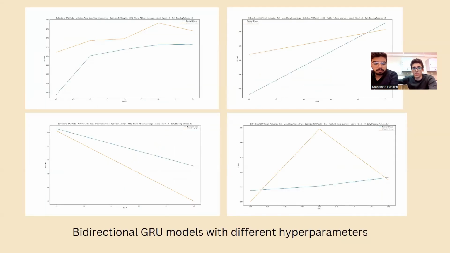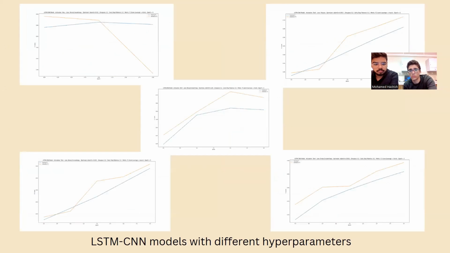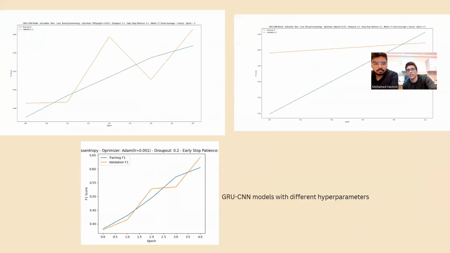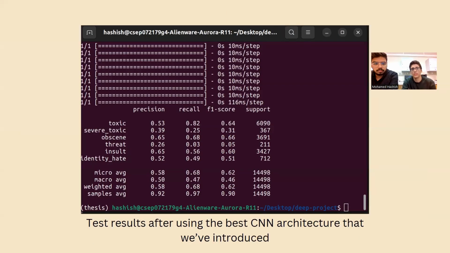And then these plots represent the bidirectional GRU models, different ones. The GRU model alone, and then this is the LSTM and CNN combination models, the validation F1 score and the validation loss. And then this one is the GRU CNN models, also with different hyperparameters. On all the previous plots, we've changed hyperparameters, and each change is written in the title of the plot to make it clear. And then these are the tests that we ran after using the best CNN architecture that we've introduced. This specific CNN, we've labeled it as CNN Model 2, and it achieved the highest results as a newly introduced architecture.